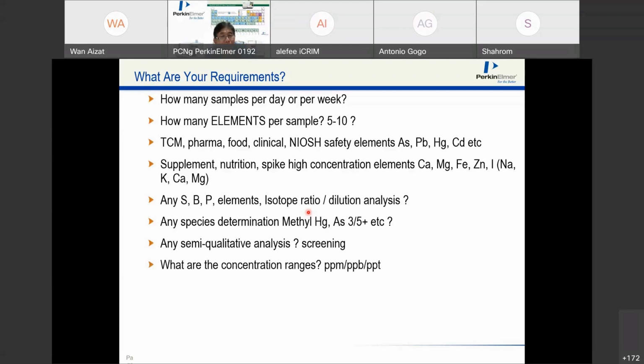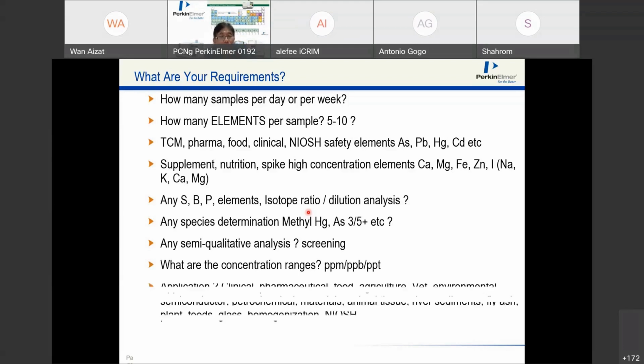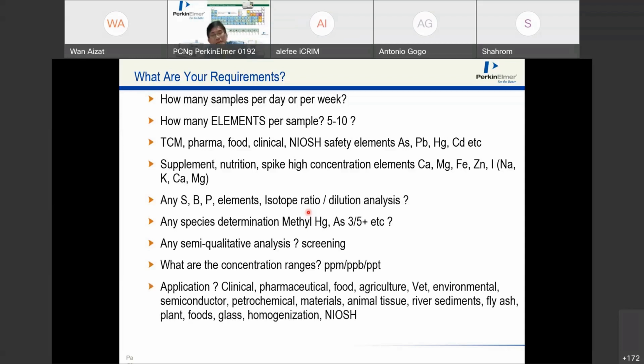So what range do you want to do, like ppm or ppb? This links to what application. The moment you mention the application, we will roughly know what elements you want to do and what instrument is suitable for you. If you refer to the official method, it clearly states what instrument needs to be used. But some official methods are just weird.